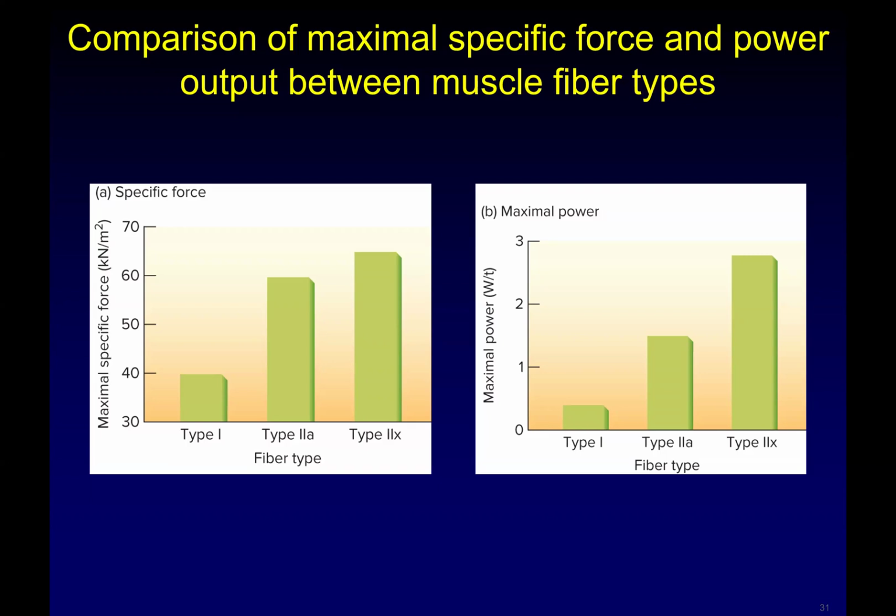So there are some differences. If you have more type 2 fibers, you're likely going to have a chance to be a little bit stronger, for whatever your body size is. You're going to have a little bit more power. You're going to be able to run a little bit faster, therefore, and jump a little bit higher. And I'm sorry, but that's just the way that it is.